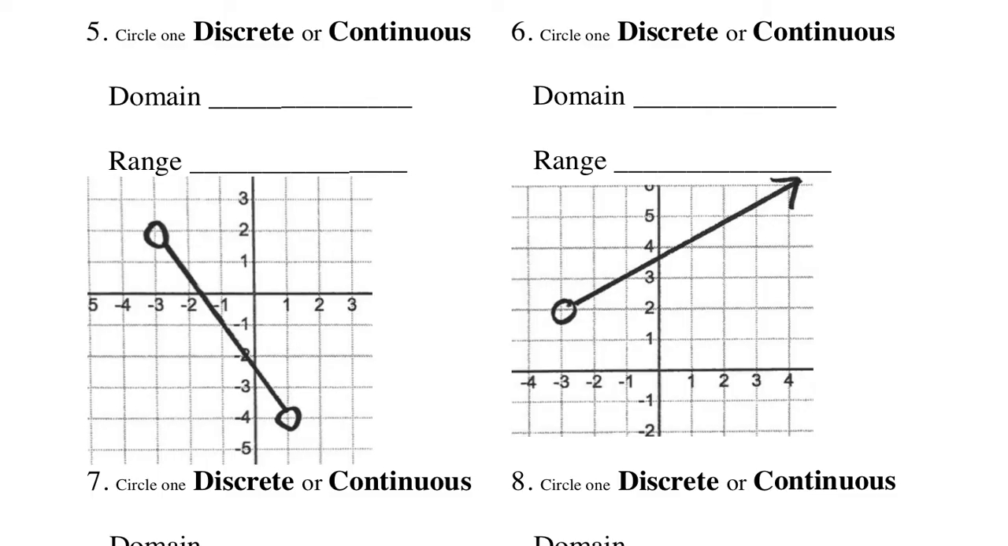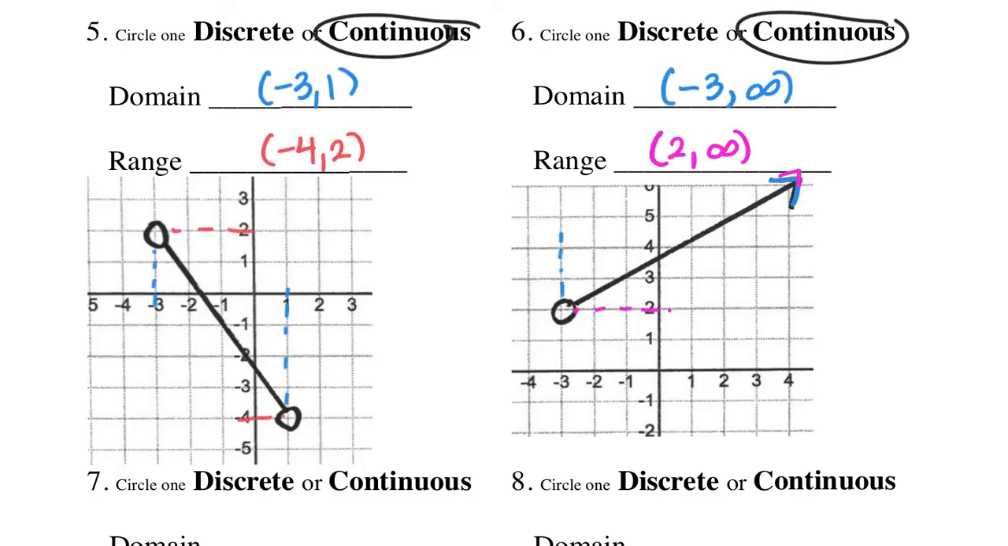Okay, go ahead and try 5 and 6. Pause the video, and then when you're ready to check, unpause. Okay, check your answers for 5 and 6. For 5, it's continuous because it's connected. The domain is from -3, parenthesis, because of the open circle, to 1, parenthesis. The range, lowest y is -4, but it's open, so parenthesis. The highest y is 2, parenthesis.